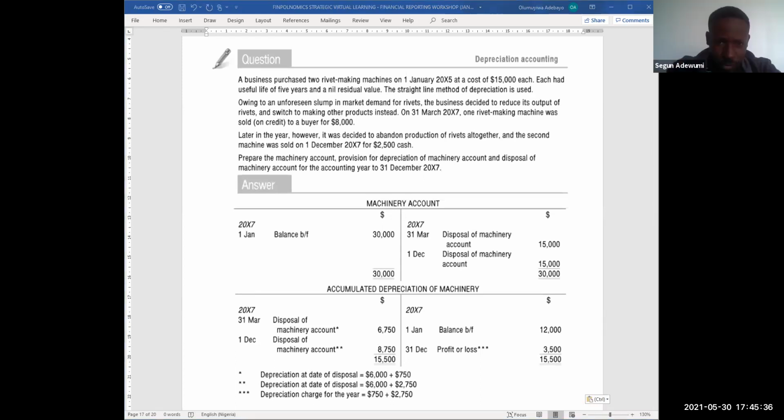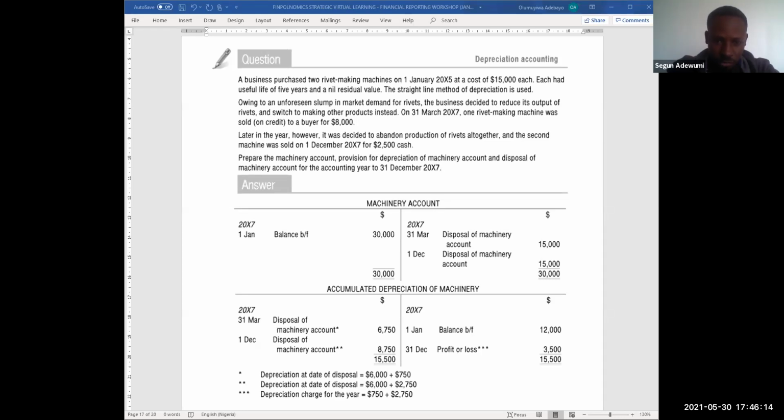A business purchased 2 rivet making machines on 1st January 20x5 at a cost of $15,000 each. Each had a useful life of 5 years and a nil residual value. The straight line method of depreciation is used. Owing to an unforeseen slump in market demand for rivets, the business decides to reduce its output of rivets and switch to making other products instead. On 31st March 20x7, one rivet making machine was sold on credit to a buyer for $8,000.